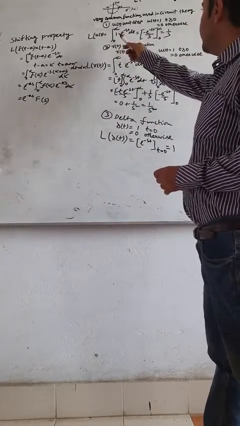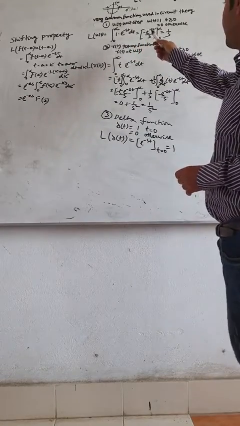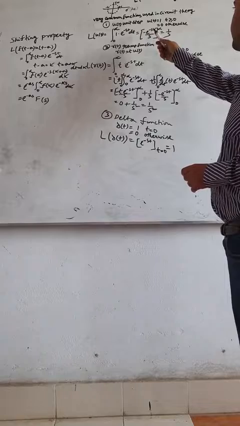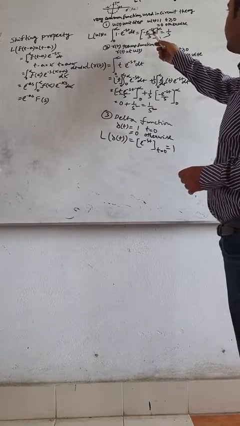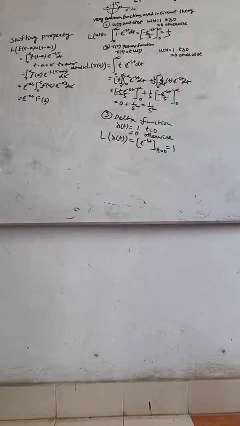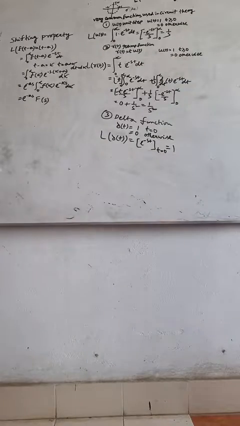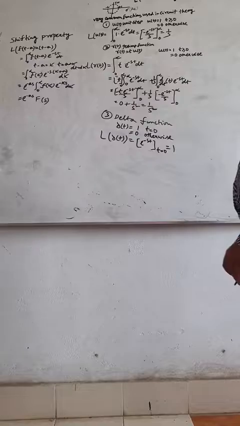It is the integral from 0 to infinity of 1 into e to the power minus st dt. So the integration is e to the power minus st by minus s, from 0 to infinity. If you put in the limits 0 to infinity, your result will be 1 by s. So the Laplace transformation of u(t) is 1 by s. Next, the Laplace transformation of r(t), the ramp function.